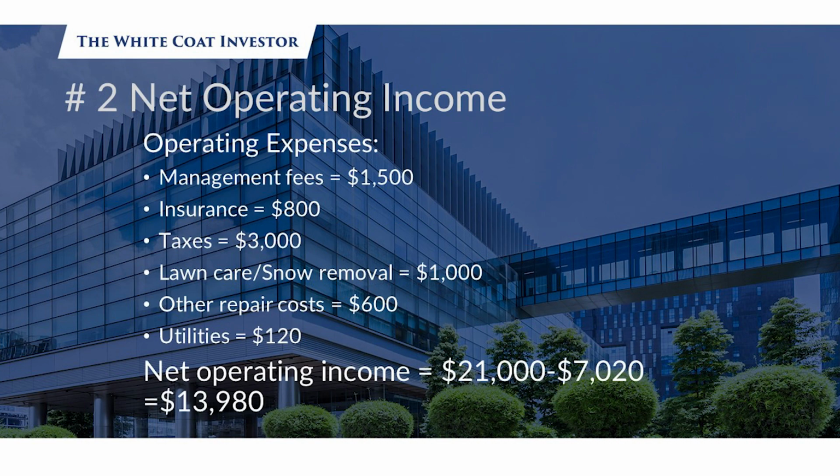The management fees were $1,500. The insurance was $800. The taxes were $3,000. You spent $400 on snow removal and $600 on lawn care. Other repair and maintenance costs were $600, and you spent $120 on utilities. So your net operating income is $13,980. You simply subtract all of those expenses from the gross operating income.